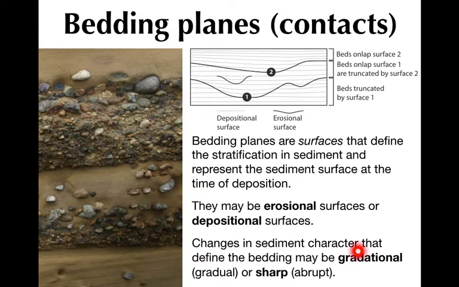Changes in sediment character that define the bedding may be gradational, very gradual, or they could be sharp. And so on this image here on the left, we've got a very sharp contact here, where the character of sediment changes very abruptly. And then we've got a gradational contact here where the character of sediment changes over a broad interval. Generally, sharp contacts mean abrupt changes, and gradational contacts mean gradual changes.